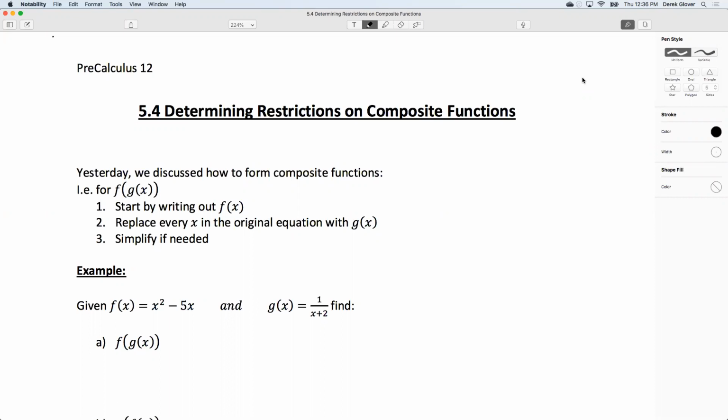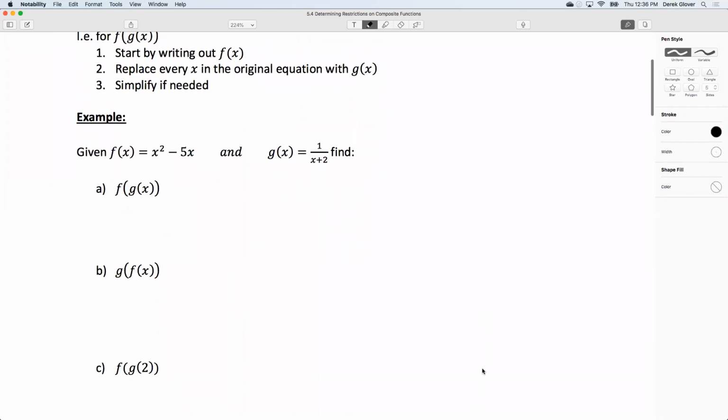So yesterday we discussed how to form composite functions. For example, for f of g of x, we're going to start by writing out f of x. We're going to replace x in the original equation with g of x, and then we're probably going to have to simplify it in the end. So let's build a few functions.